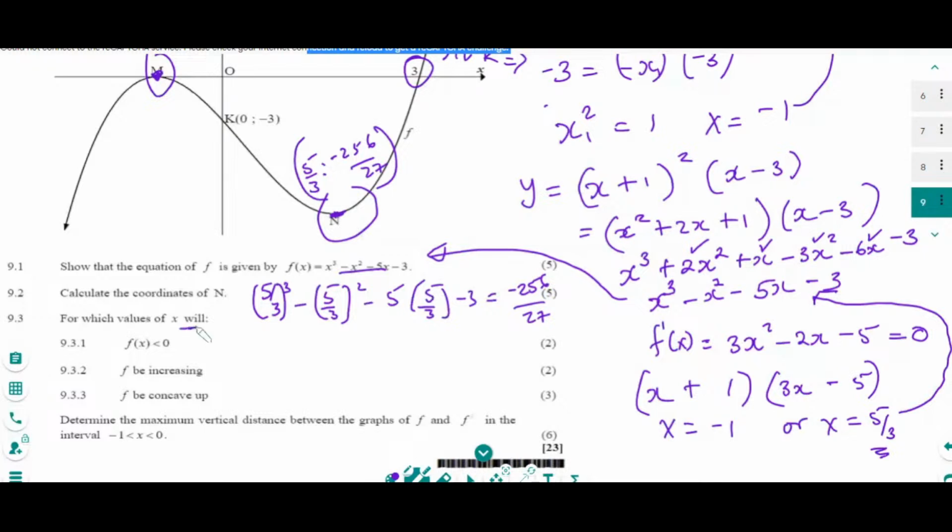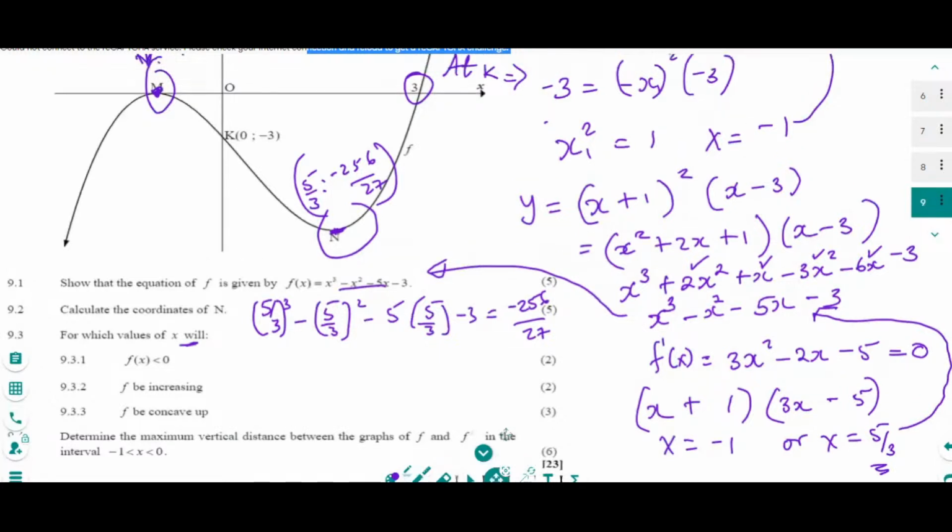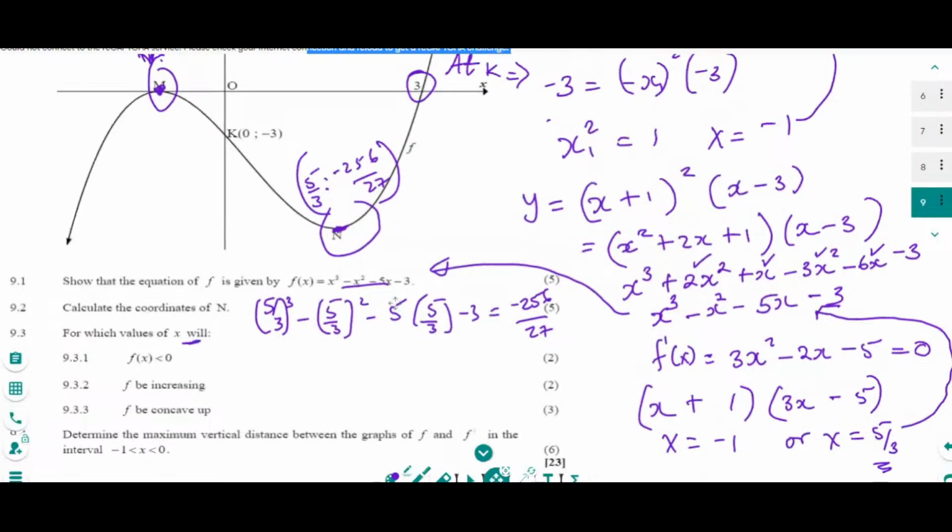9.3. For which values of x do we find f of x to be less than 0? Remember, this original graph is f, the whole of it. So where do we find it? We know that f of x represents y, and along the x-axis, y is equal to 0. So where do we find the graph below the x-axis? From which points of x?